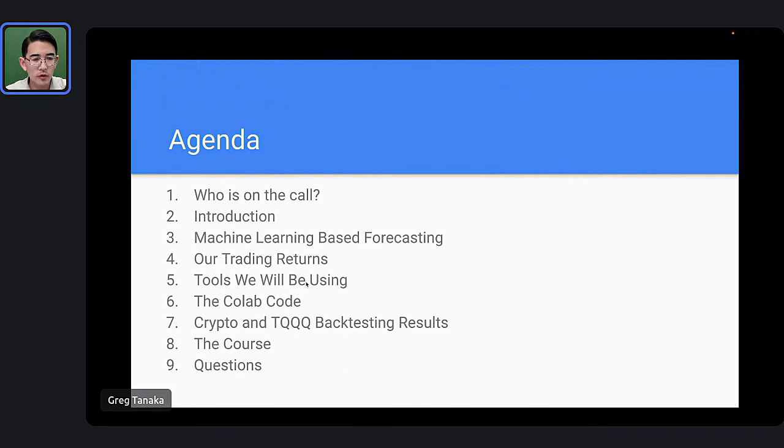The agenda is we'll first start off with who's on the call, do some introductions. We'll go over what is machine learning based forecasting, some of the training returns, some of the tools that we'll be using, the Colab code. We'll also be going over some crypto and S&P 500 backtesting results, talk about the course, and then questions.